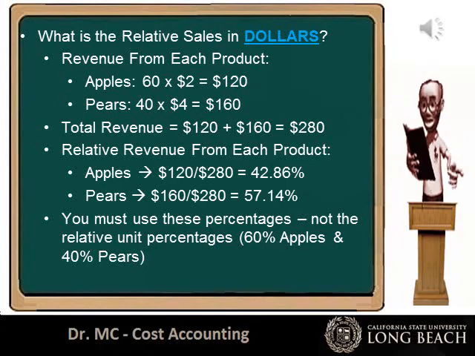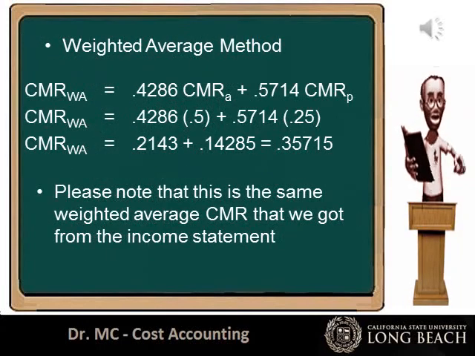Our weighted average contribution margin ratio is equal to 42.86% times the contribution margin ratio of our apples, which is 50%, plus 57.14% times the contribution margin ratio of our pears, which is 25%. This gives us a weighted average contribution margin ratio of 35.715%. Please note that this is the same contribution margin ratio that we got earlier by dividing our contribution margin by our sales revenue.